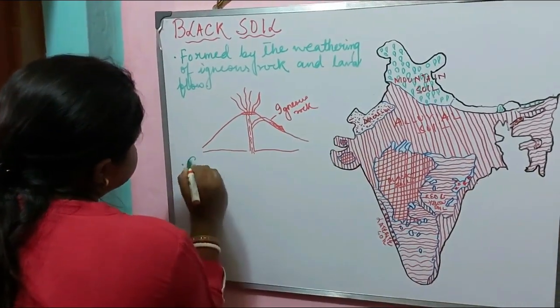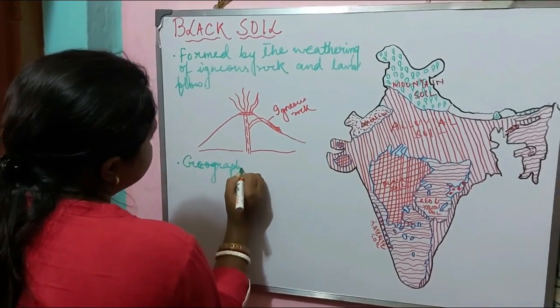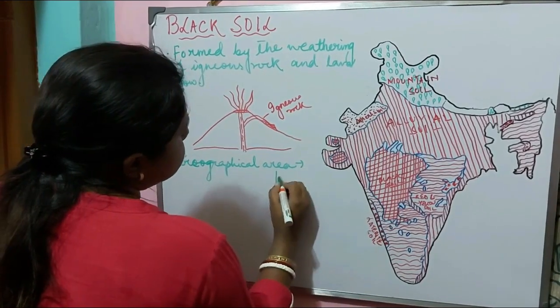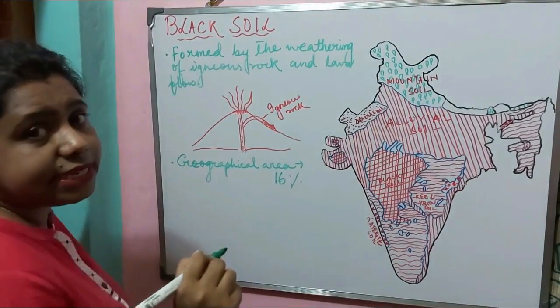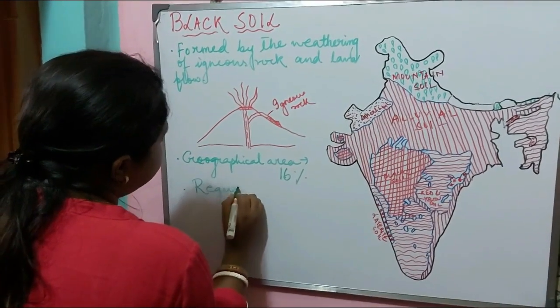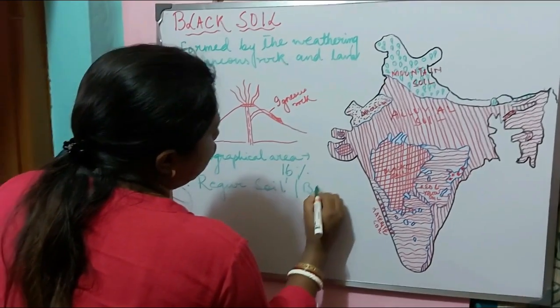So that is why the color of this soil is black. Now, in terms of geographical area, it covers the area of 60%. What is the other name of black soil? Regur soil, or we also call it black cotton soil.